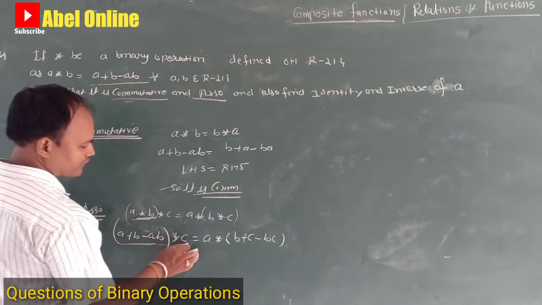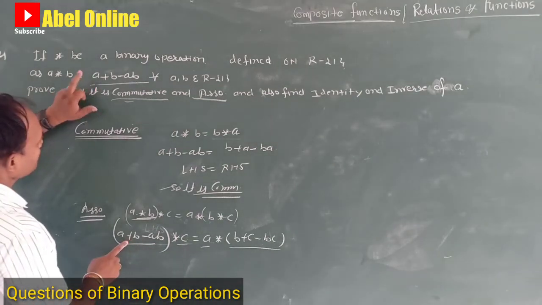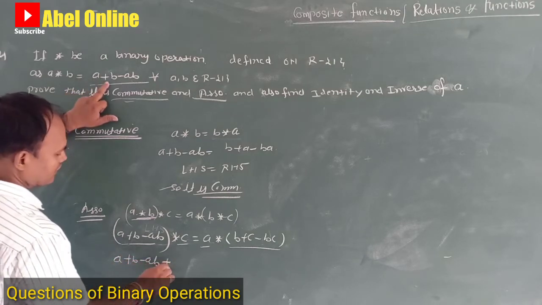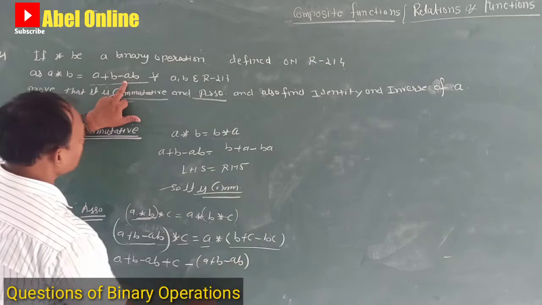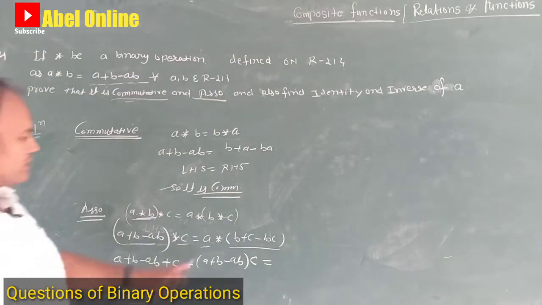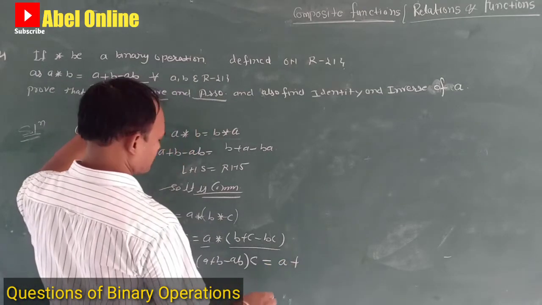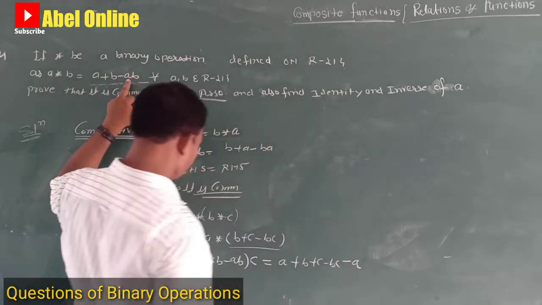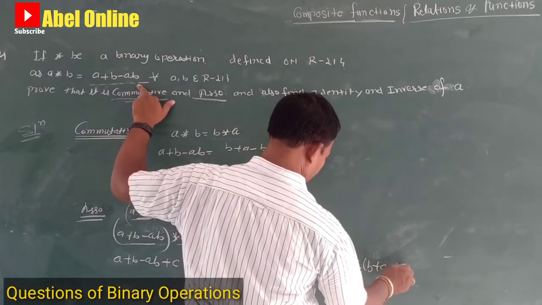Now this is the value of A and this is the value of B. So A plus B minus AB, plus C, minus A plus B minus AB multiplied by C, equals A star (B plus C minus BC): A means A, B means B plus C minus BC, minus A times (B plus C minus BC).